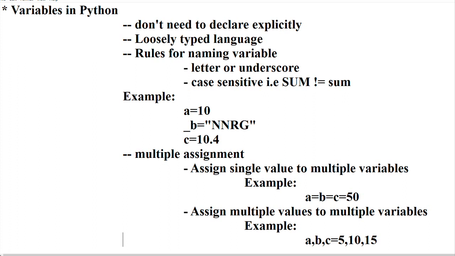Here are examples. In single value to multiple variables, a = b = c = 50. That is, the values of a, b, c are all equal to 50. That is a single value and multiple variables a, b, c. And multiple values to multiple variables: a, b, c = 5, 10, 15. That is, a = 5, b = 10, c = 15. These are multiple variables with multiple values.